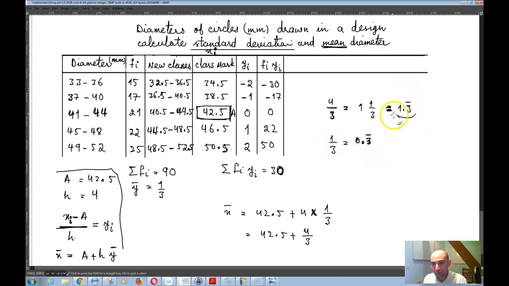So I just round this number to 1.3, and this number would be 42.5 plus 1.3, which is 43.8. That is your x bar. Let me see if the answer is correct, and then we can move on. The answer is 43.5.